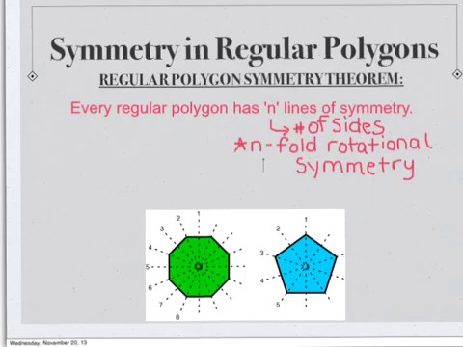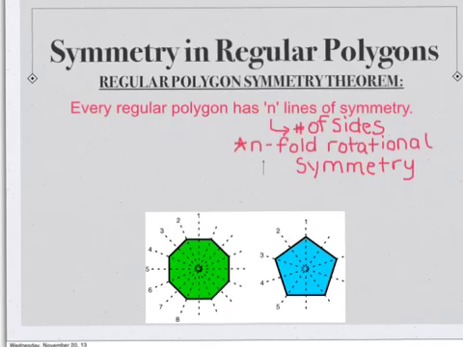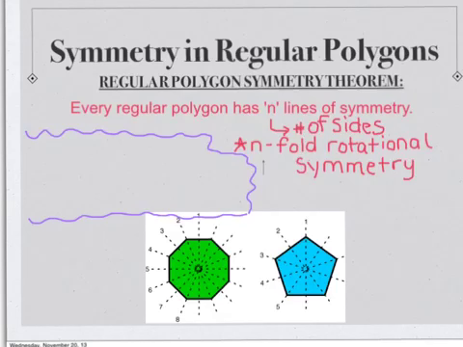Okay? Something else you should know about those lines of symmetry. Those lines of symmetry are always angle bisectors at the vertices and perpendicular bisectors of the sides. I'm going to let you jot that down someplace, and then I'll show you in the picture what I mean by that.